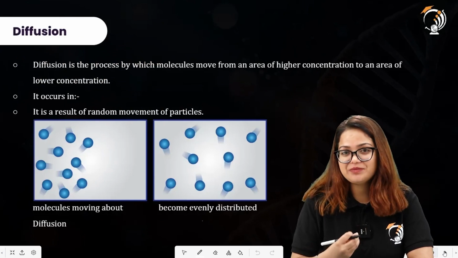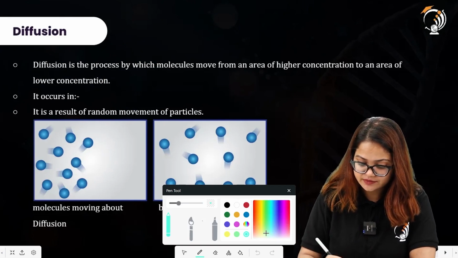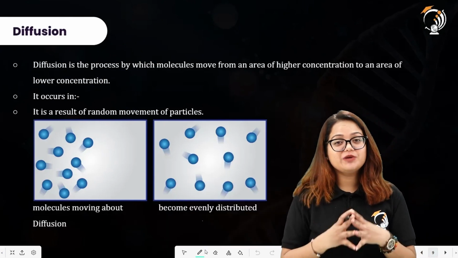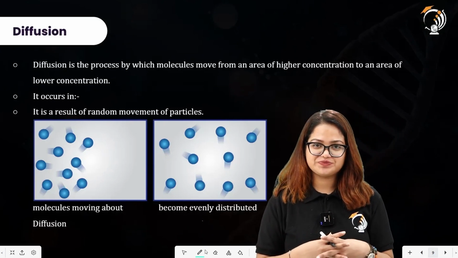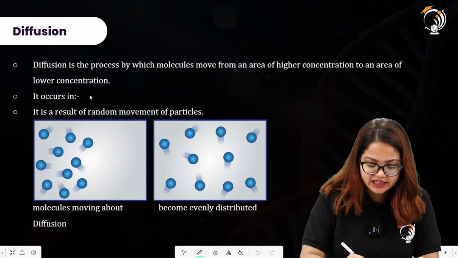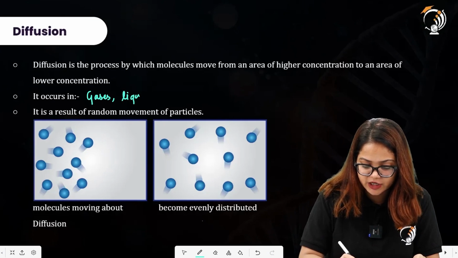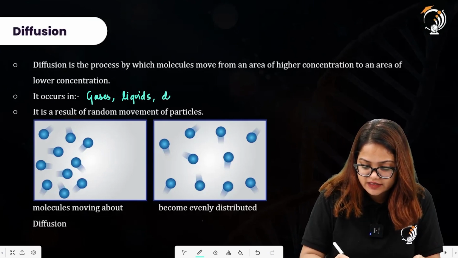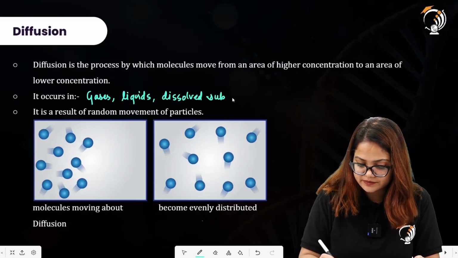Now, what do we mean by diffusion actually? So, diffusion is a process by which the molecules are moved from a region of high concentration to a region of low concentration. All right. And it occurs in gases, in liquids, and in dissolved substances as well.